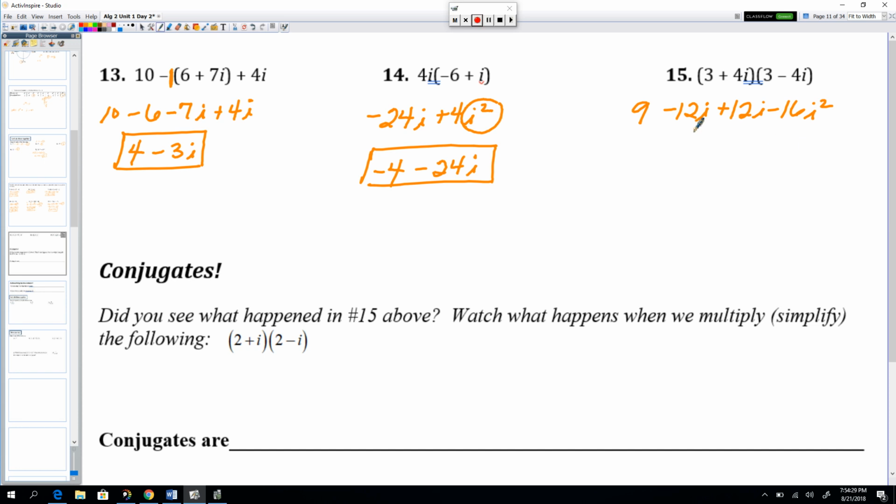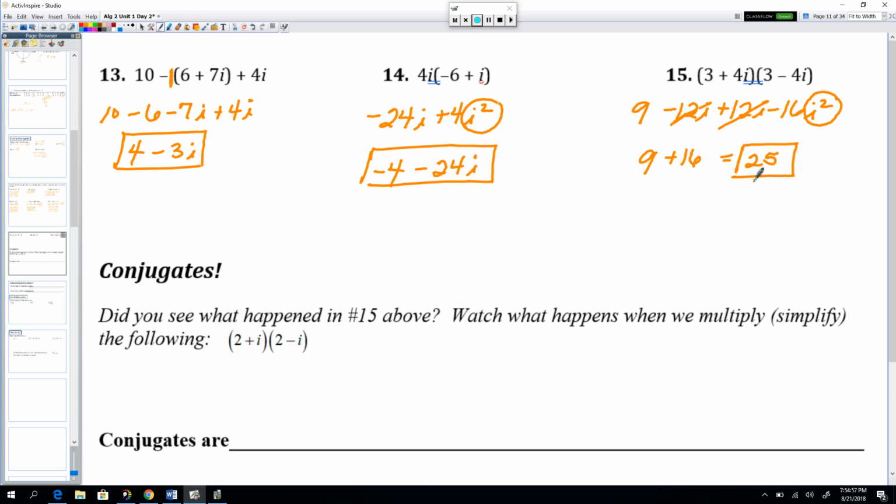Watch what happens. Negative 12i and positive 12i cancel each other out, just like they do with any other variable. So those cancel each other out. I'm left with 9, and then don't forget, this i squared must be replaced with its alternate ego, which is negative 1. So negative 1 times negative 16 turns it into a positive 16, to simplify down to 25.